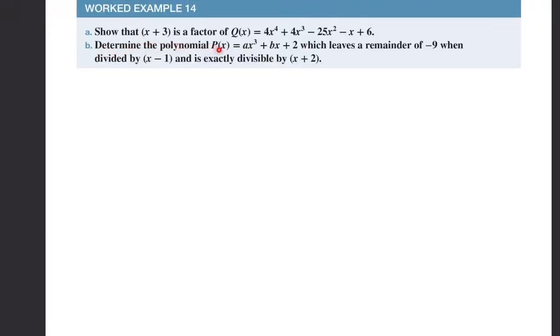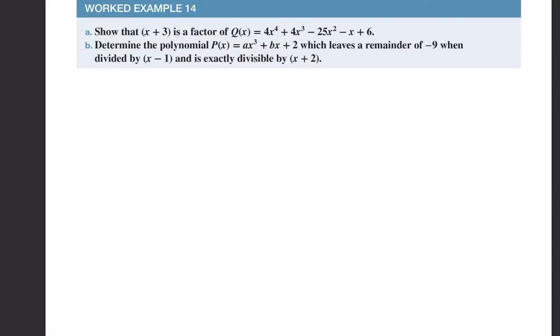Determine the polynomial p(x) = ax^3 + bx + 2, which leaves a remainder of negative 2 when divided by x minus 1 and is exactly divisible by x plus 2. So we need to find out what a and b are.